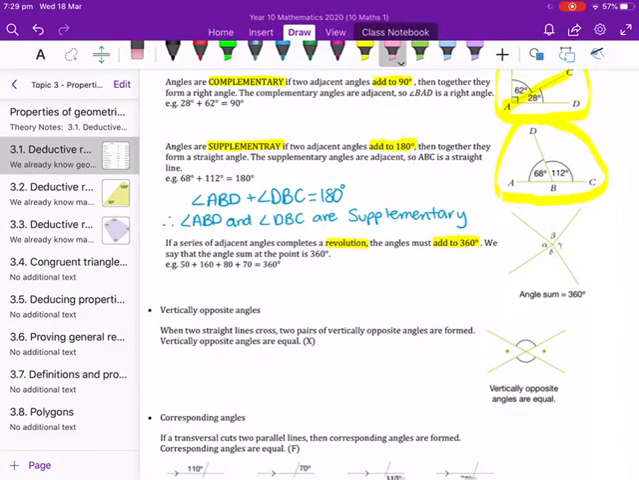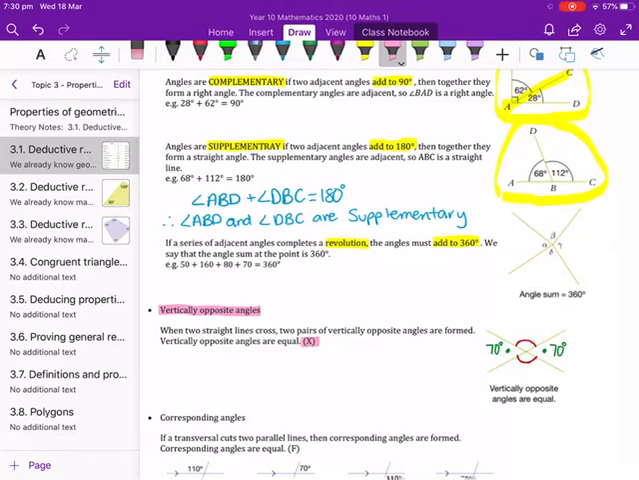Moving on to vertically opposite angles. When we talk about vertically opposite angles, we are talking about when two straight lines cross, we have two pairs of vertically opposite angles formed. And these vertically opposite angles are equal. So in our case, we have this angle here and this angle here, and they are equal to one another. And we also have our dot here and our dot here, which are equal to one another. If we were to say that our dot over here equals 70 degrees, that would mean that the angle vertically opposite it also equals 70 degrees.